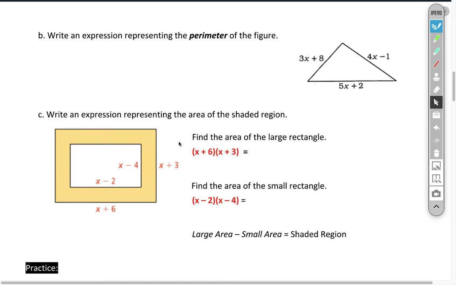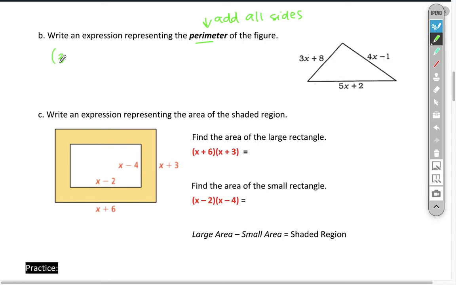All right, now B tells us to write an expression representing the perimeter of the figure. So now we are given all three sides, and we need to figure out what our perimeter is. So in this case, perimeter, once again, we're adding. So we know that our perimeter is going to add all three of these sides. So we're going to write this in some parentheses.